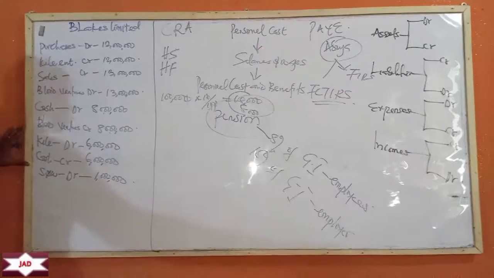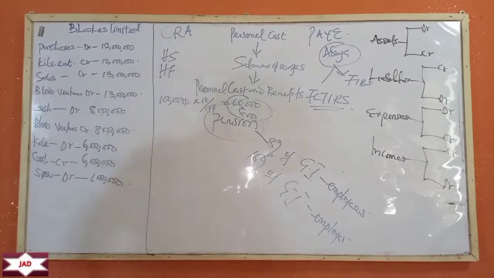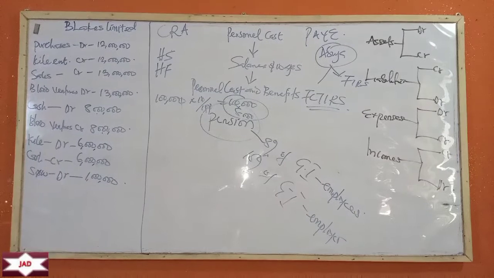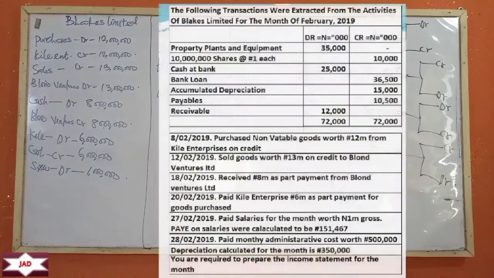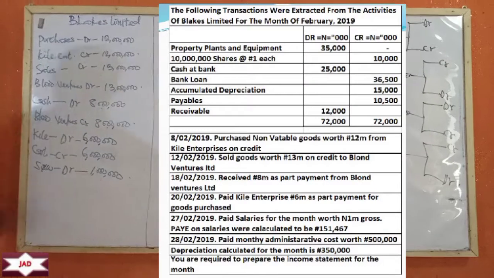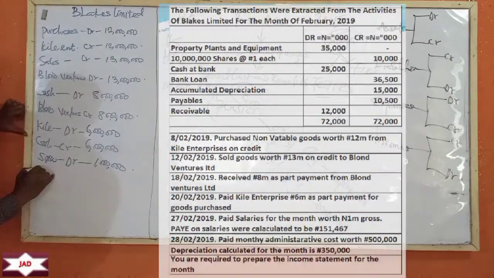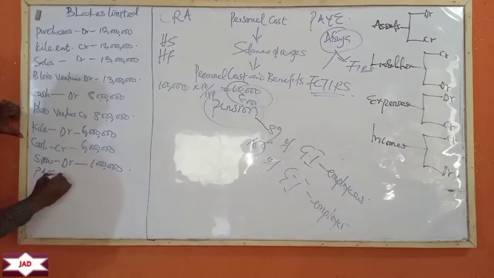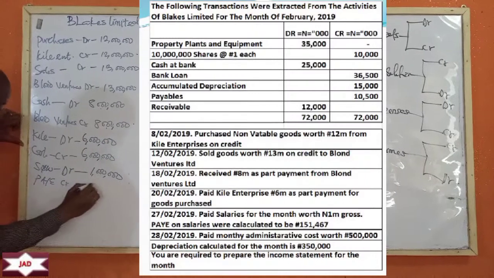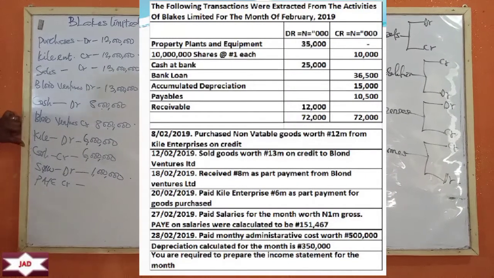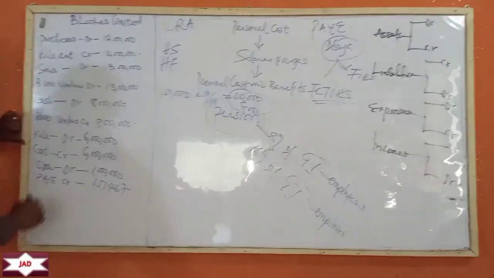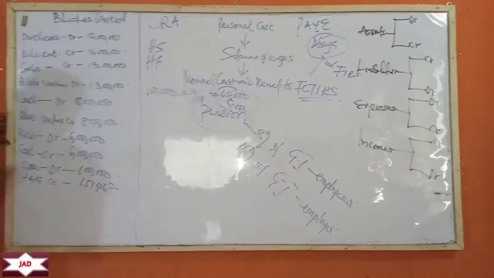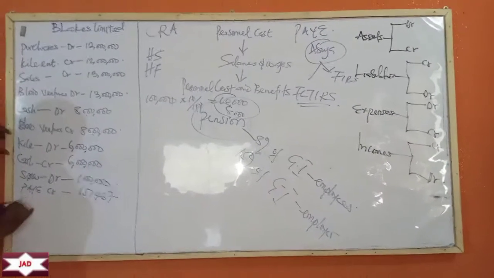But remember, according to the question, there's pay as you earn of 151,467. So you're not paying everything in cash. So of course you have pay as you earn. That will be a credit of how much? 151,467. And then, of course, based on this, you're going to have to pay pension.